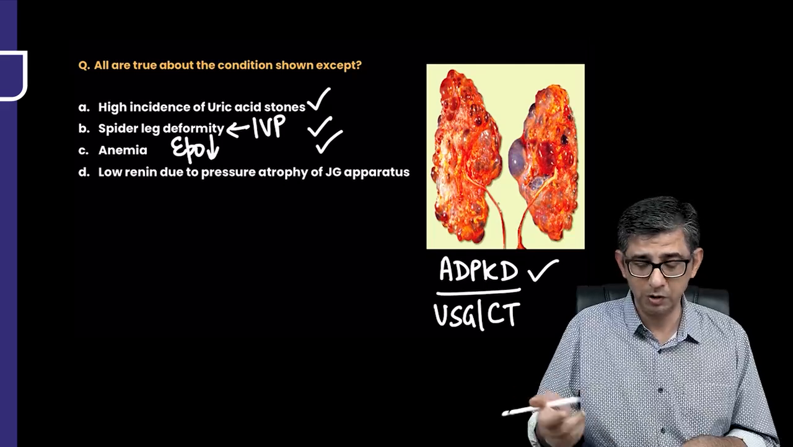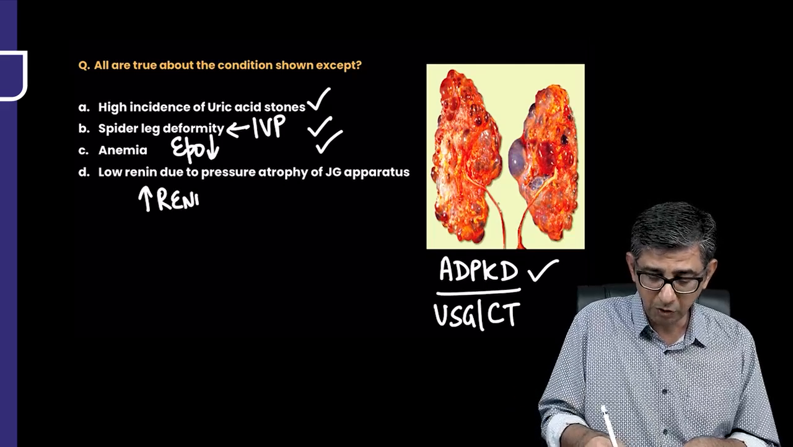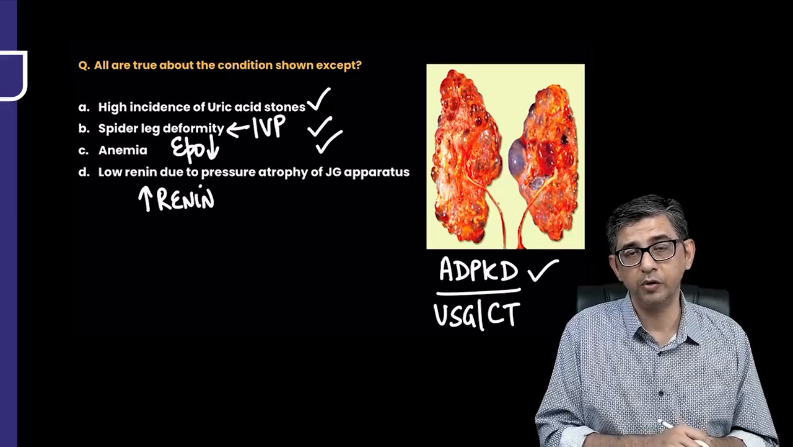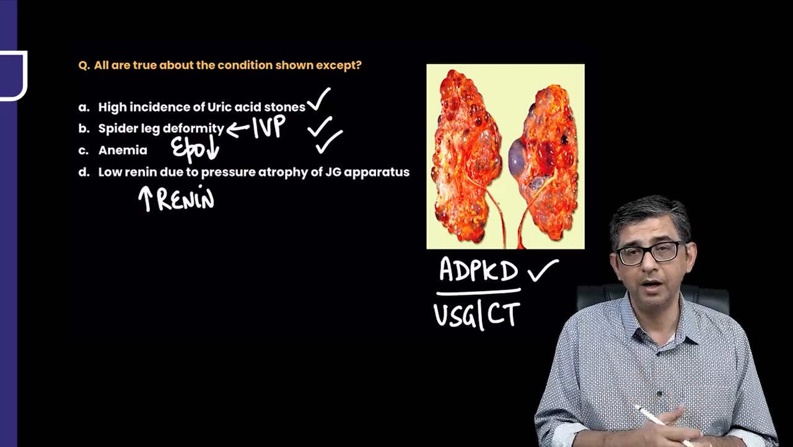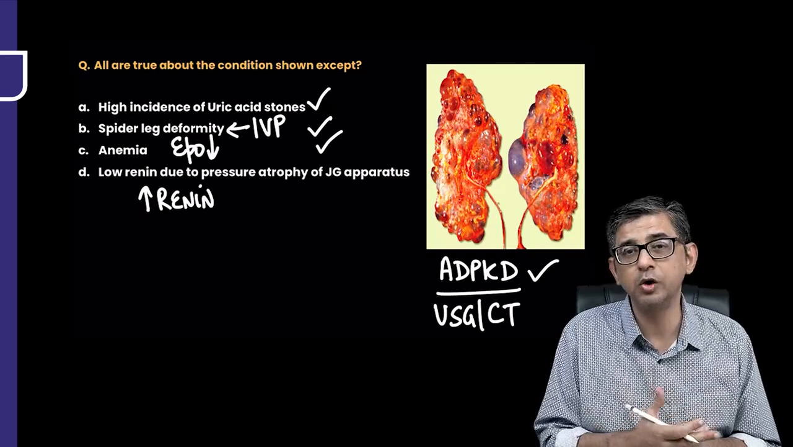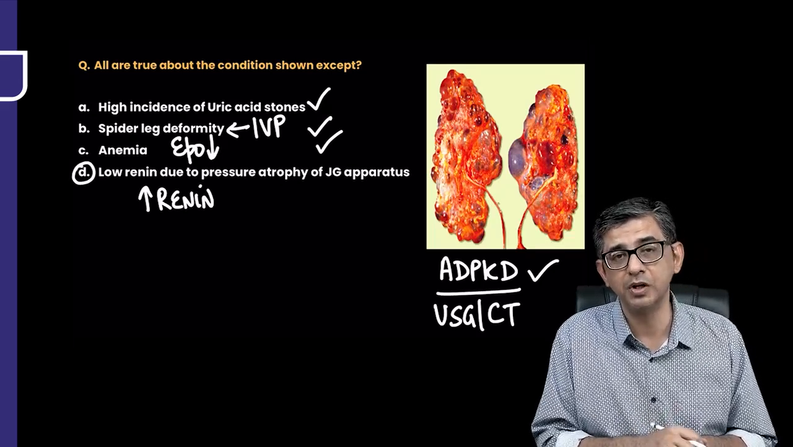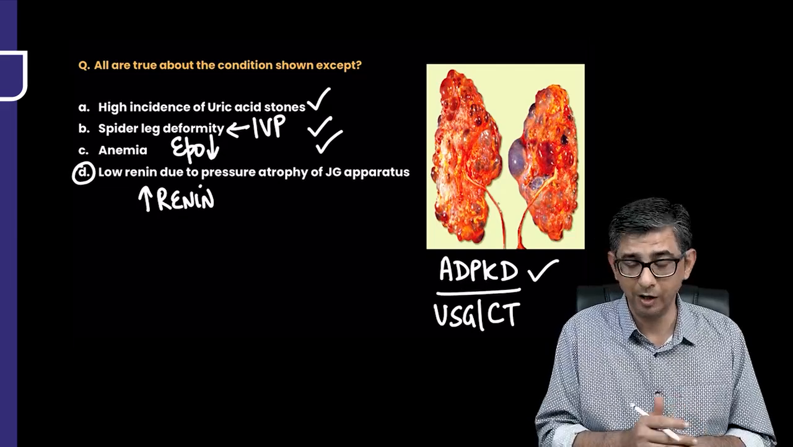As I explained to you, these patients are going to have a stimulation of the RAS system, because there's a progressive decline of GFR. Therefore, the renin would be upregulated, aldosterone would be upregulated, angiotensin 2 would be upregulated, which will explain the hypertension. So what you do not get in these patients is a low renin. It's rather a high renin hypertension.